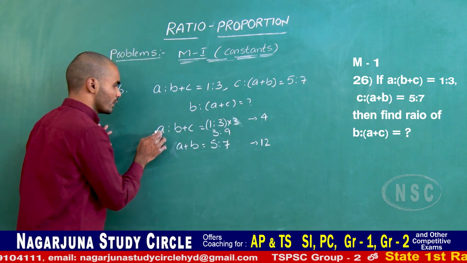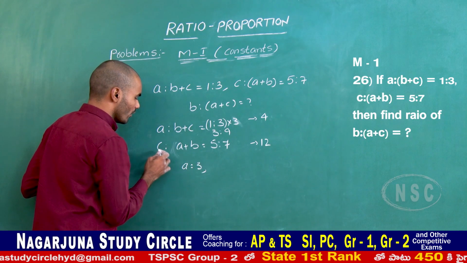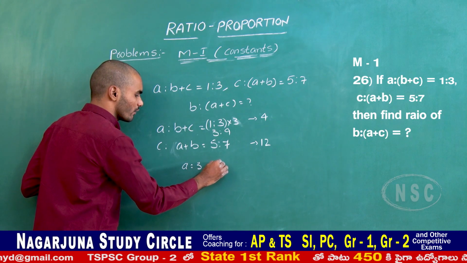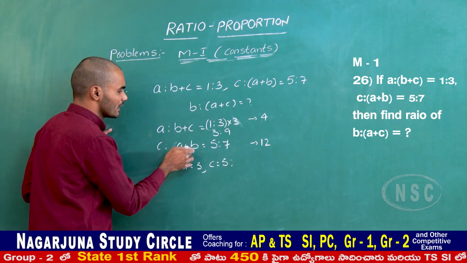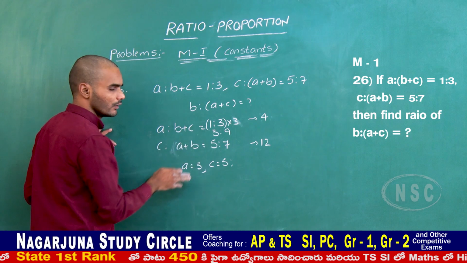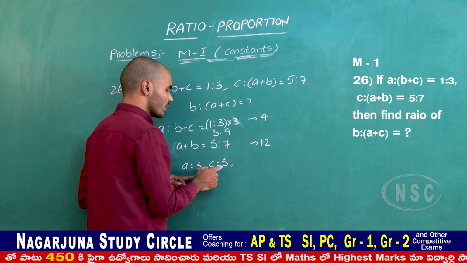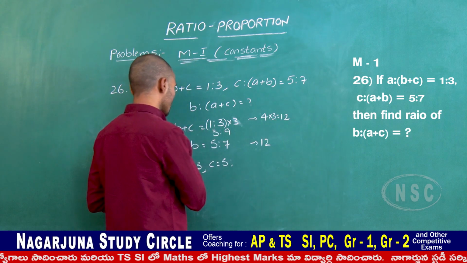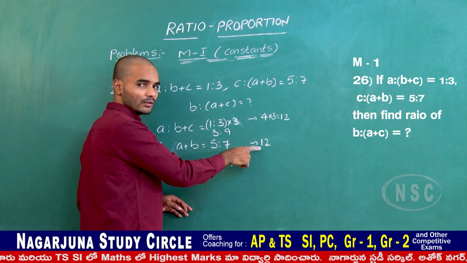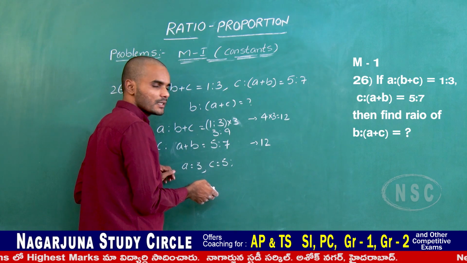Value of A, position of A is 3. And value of C, position of C is 5. We don't want this, because value of A is 3, value of C is 5. Both are total A plus B plus C 12, A plus B plus C 12. It means the sum of A plus B plus C is 12.